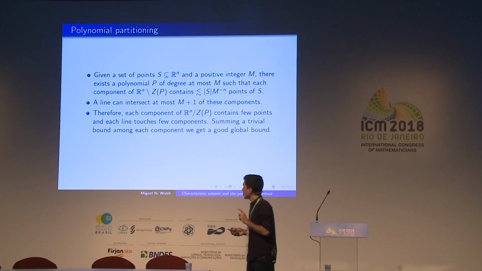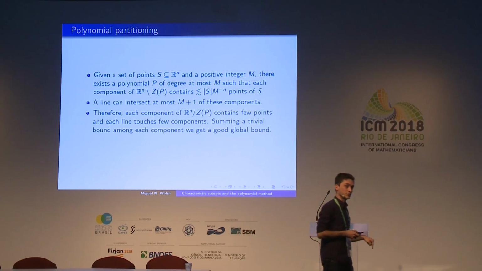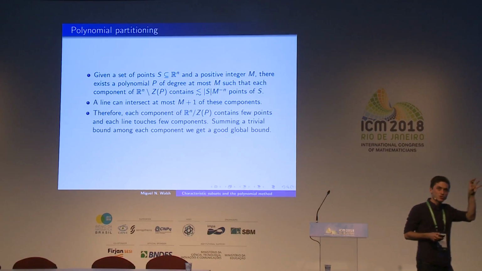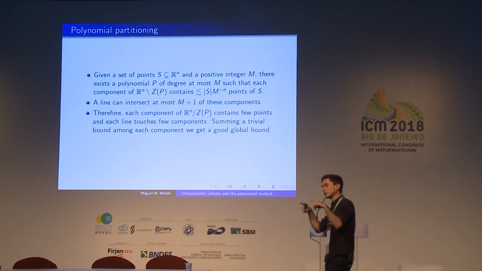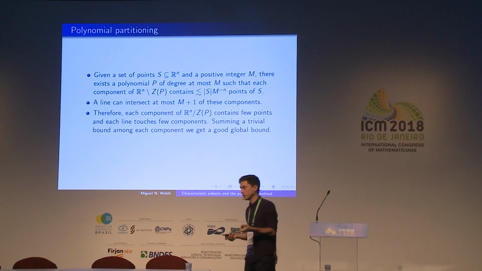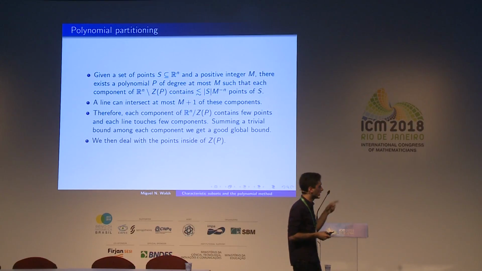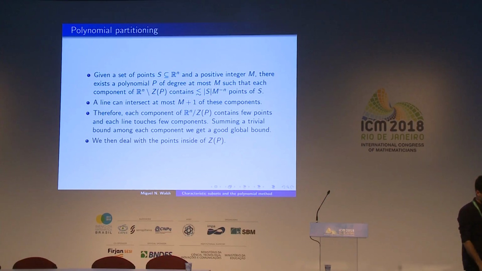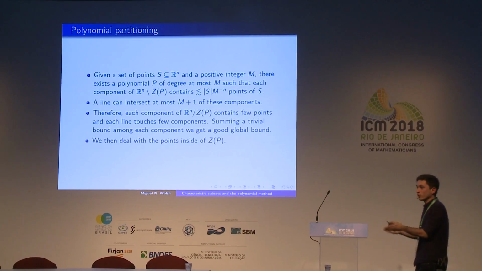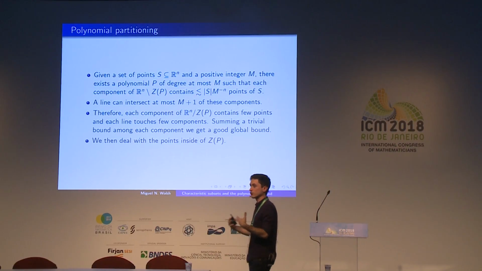The only problem here is that we have not ruled out the possibility that the points lie inside of the zero set of the polynomial. So I have told you that each component contains few points, but it may be the case that a lot of points actually lie inside the zero set of the polynomial. So the last step when you attack this sort of question is to deal with the points inside of the zero set of the polynomial. Which is not a bad thing because now you have an additional structure. You actually know that the points lie inside the zero set of a non-zero polynomial. So you have this additional structure to deal with.